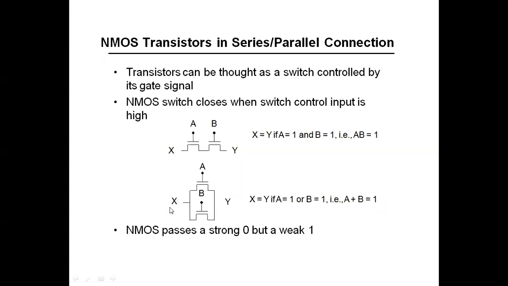In the parallel connection, X will get transferred toward the output Y if A or B, that means any one of the transistors is on. Then also the input will travel to the output side.